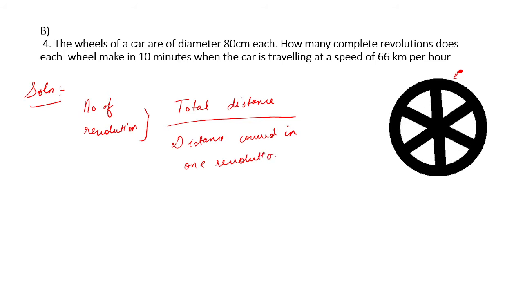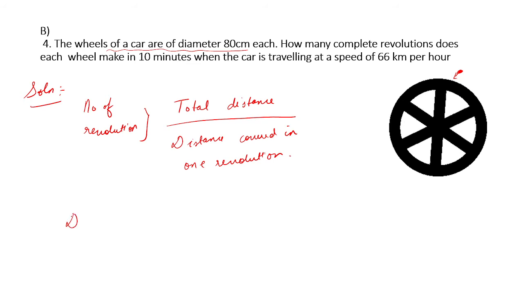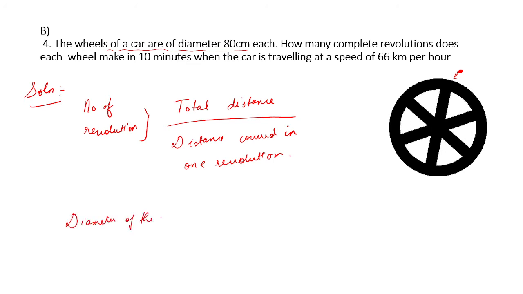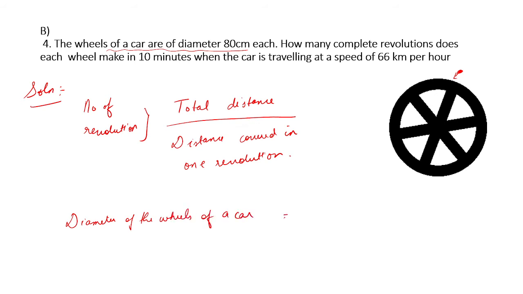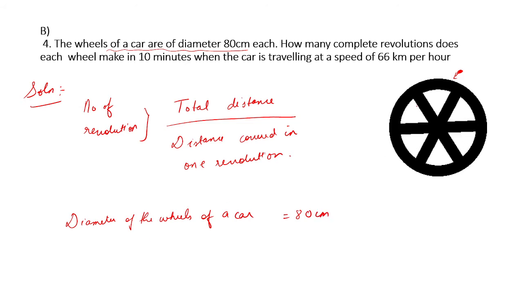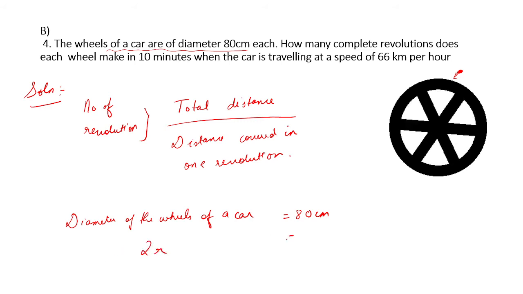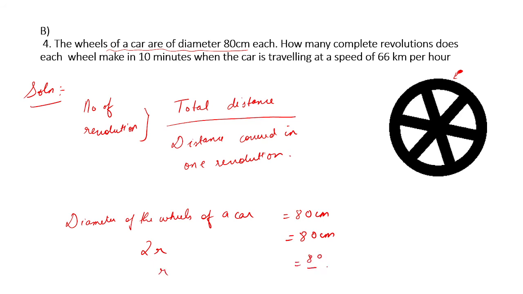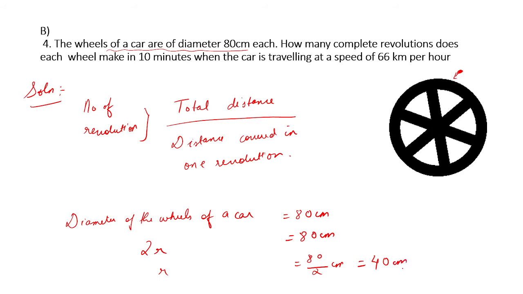Alright. What we also know is that the diameter of the wheels of the car is equal to 80 centimeter. Now you think, what is the diameter of a circle? This is also a circle, right? This tire is also in the form of a circle. That means 2r is equal to 80 centimeter. So radius, easily you can find it out. 80 by 2 centimeter, this will be equal to 40 centimeter. That means the radius is 40 centimeter.